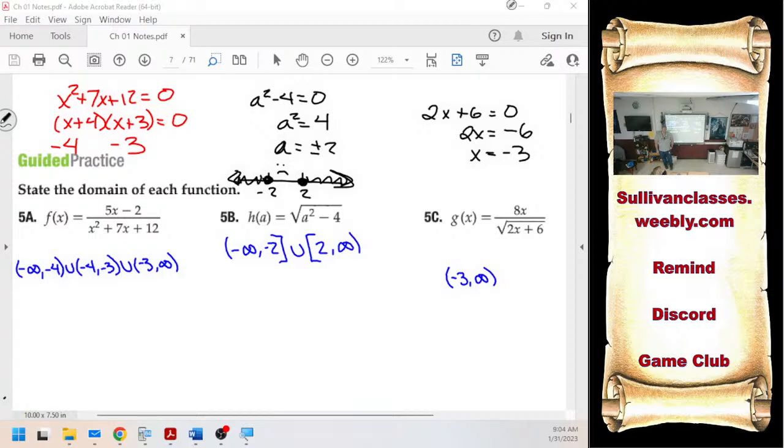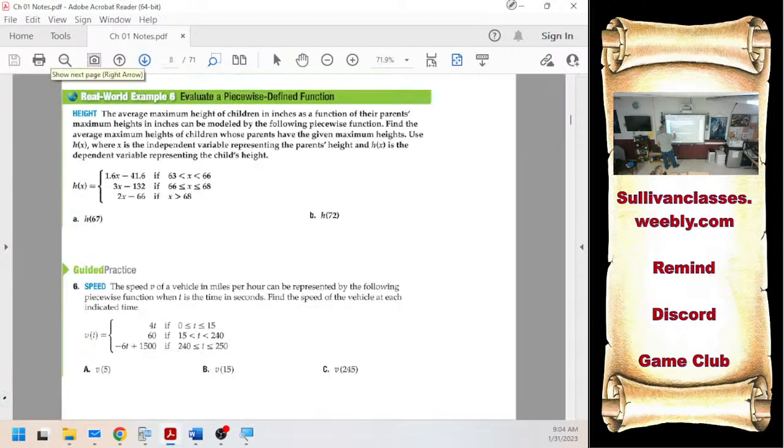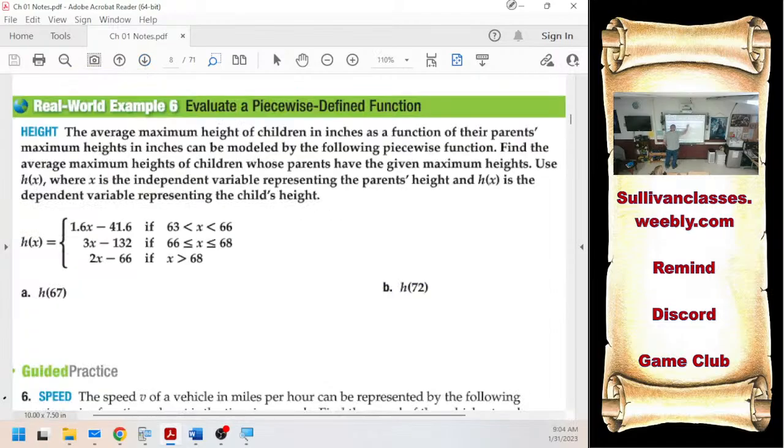Cool with it? Maybe brushing a little rust off the gears? How about piecewise functions? When was the last time we saw this? Probably Algebra 1? Yeah. That's a bummer because they're actually super easy. These are super, super easy.